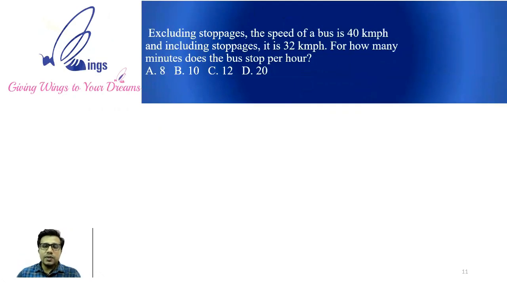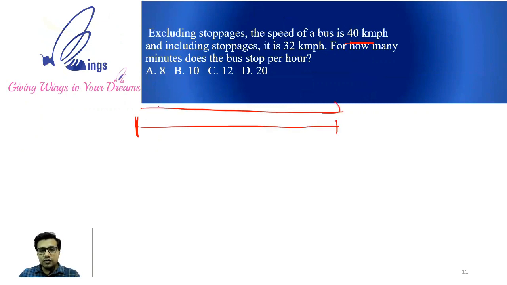Speed of a bus is 40 km per hour and including stoppages, it is 32 km per hour. For how many minutes does the bus stop per hour? All right. The bus speed is always 40 only whenever it was running. So in 1 hour, it was supposed to cover 40 km. But in between somewhere it stopped and then it did not move.